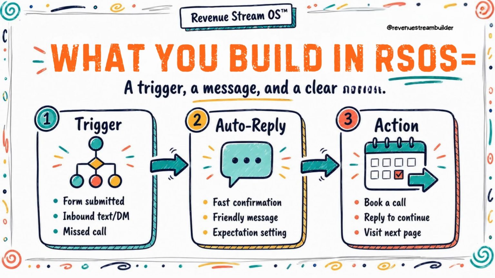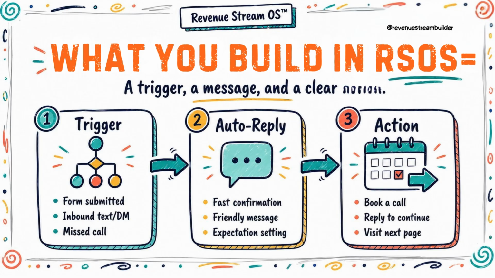So what you'll build inside of Revenue Stream OS. Here's a diagram for it. I want you to see where this lives in the bigger system. This instant response is the first part of a full lead conversion engine. Think of it like this: a lead comes in, they get an instant response, there's a follow-up cadence, they're able to book, and then there's pipeline visual tracking.